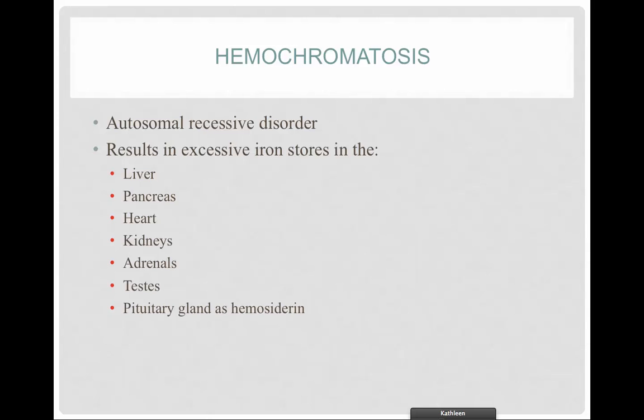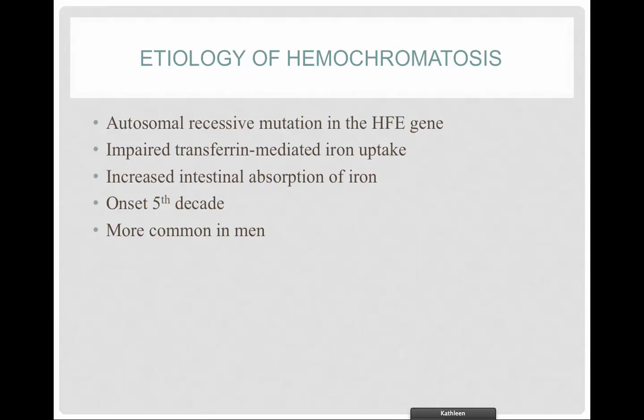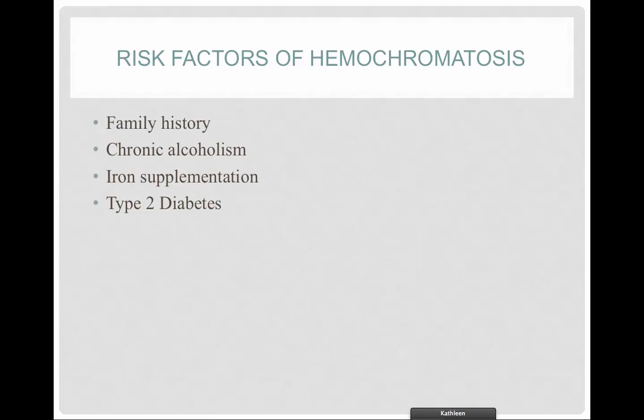Hemosiderin is a yellowish-brown substance that contains ferric oxide, and that's found in the thyroid, reproductive organs, skin, adrenals, pituitary, and thyroid gland. Etiology of hemochromatosis is an autosomal recessive mutation in the HFE gene, impaired transferrin-mediated iron uptake, increased intestinal absorption of iron, and the onset is usually at the 5th decade and is most common in men.